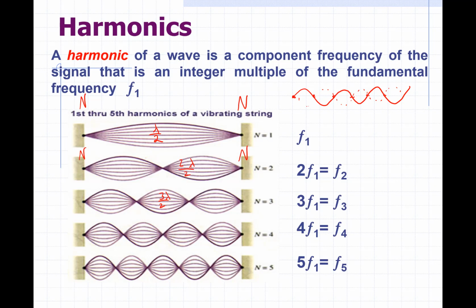And so we can write an expression for the frequency of the nth harmonic. f sub n is the frequency of the nth harmonic. It's just n times the frequency of the fundamental, or n times the frequency of the first harmonic. The second harmonic is always twice the frequency. The third harmonic is always 3 times the frequency, etc.